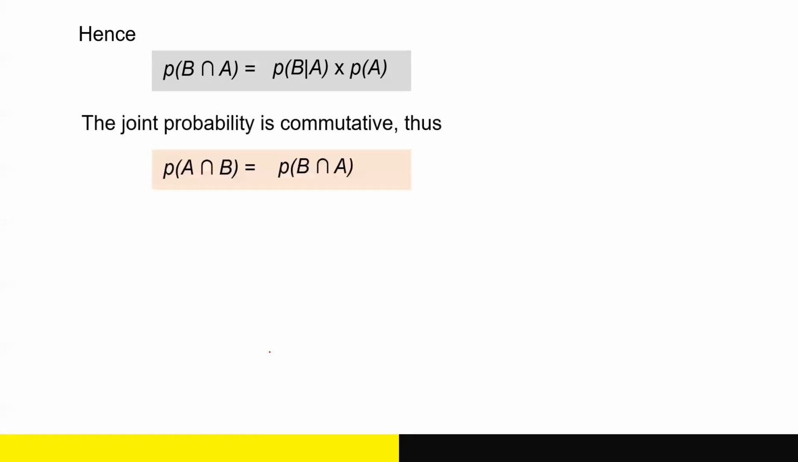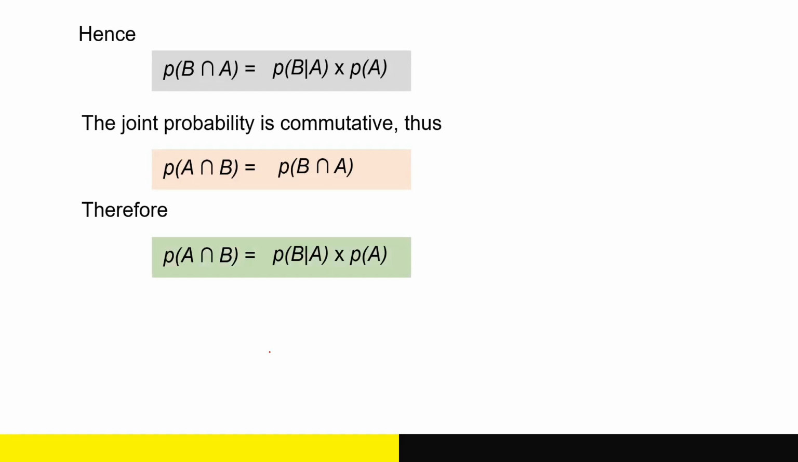It shows that the joint probability of both events B and A happening can be found by multiplying the probability that event B has happened given that event A has happened by the probability of event A. So the joint probability is commutative. So it means that the probability of A and B occurring together is the same as the probability of B and A both occurring together.